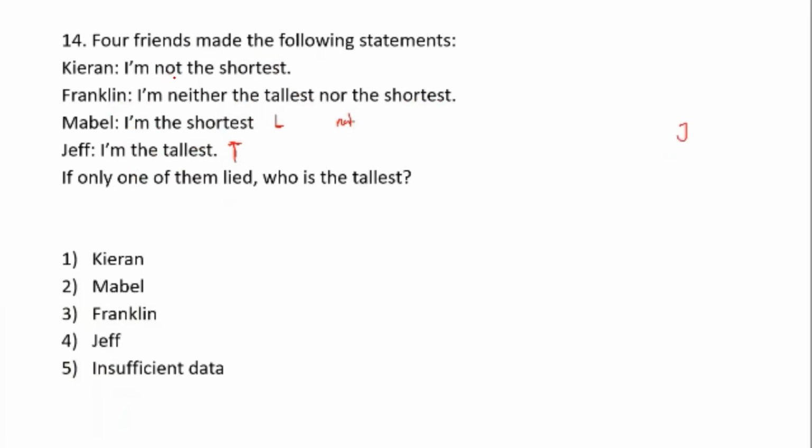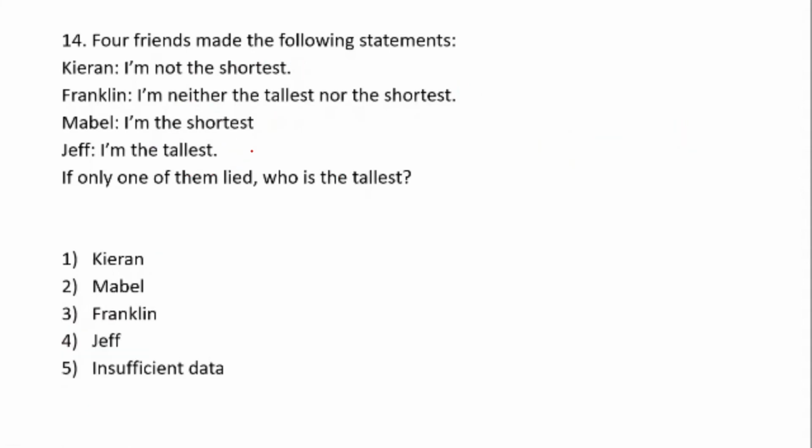Kieran says, I'm not the tallest, I'm not the shortest, sorry. So this one must be the truth as well. So Kieran should be around here. Mabel should also be around here, because she's not the shortest. We take her as lying, right? Franklin says, I'm neither the tallest nor the shortest. Well, the only place left is the shortest position. So Franklin lies as well. So now we've got two liars, and that does not work.